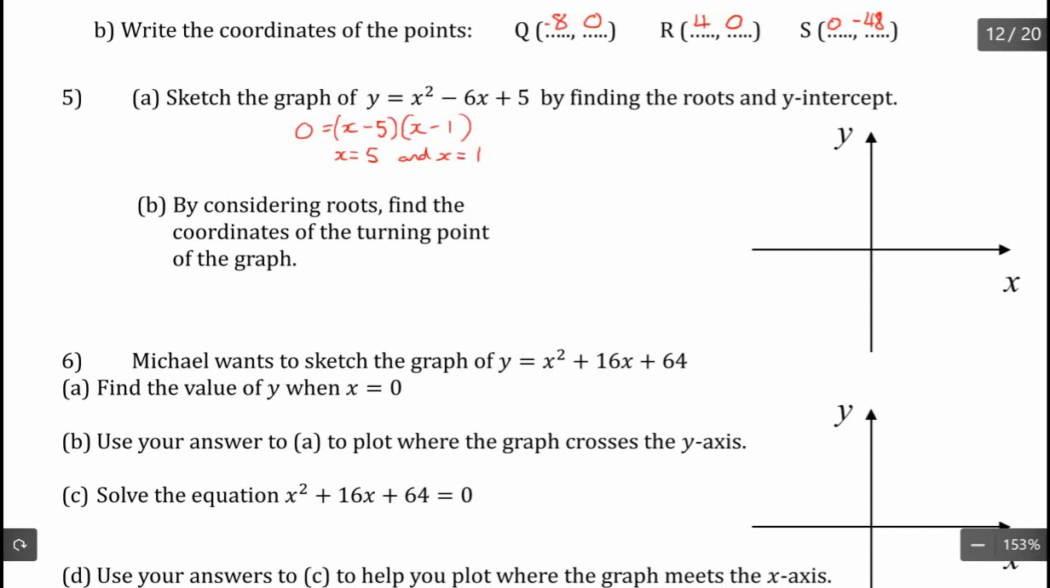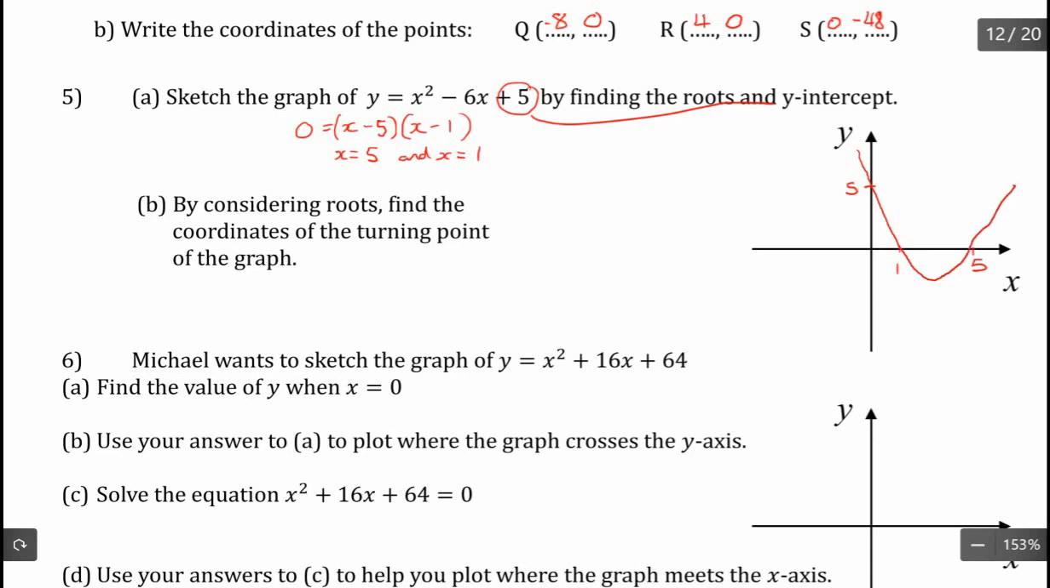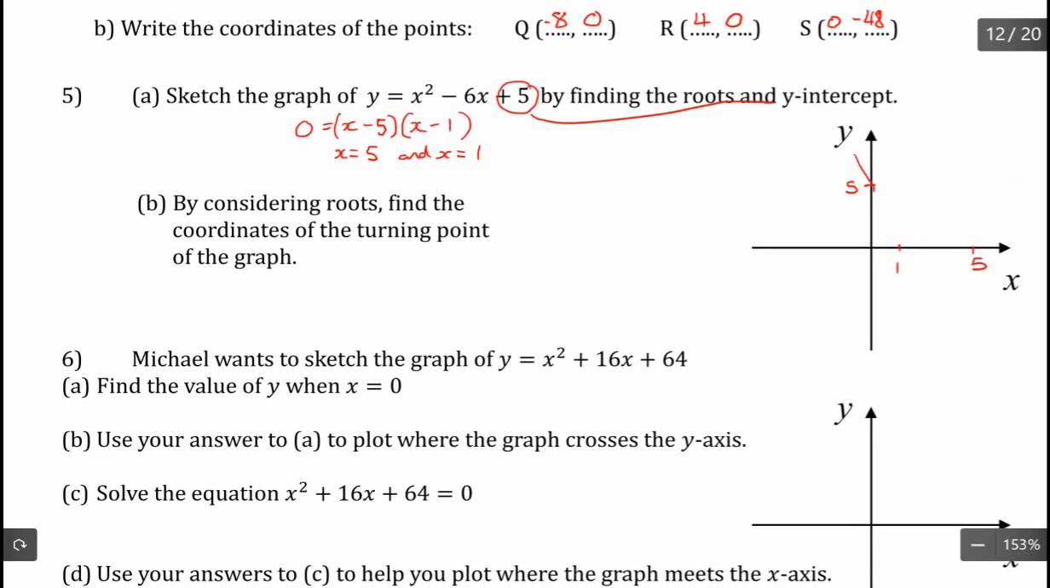And the y-intercept, very easy to spot, is that number on its own. Okay, so it goes through 5, 1, and 5. That's enough information to draw a sketch. It'll be a very wobbly one. Let's try that again.